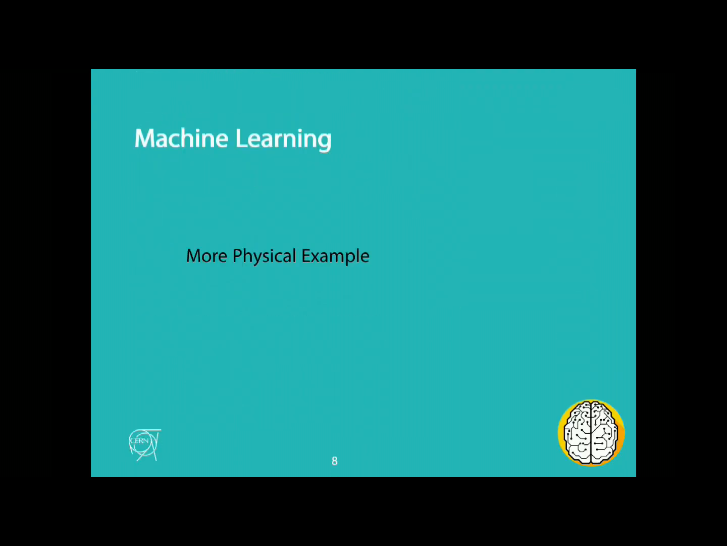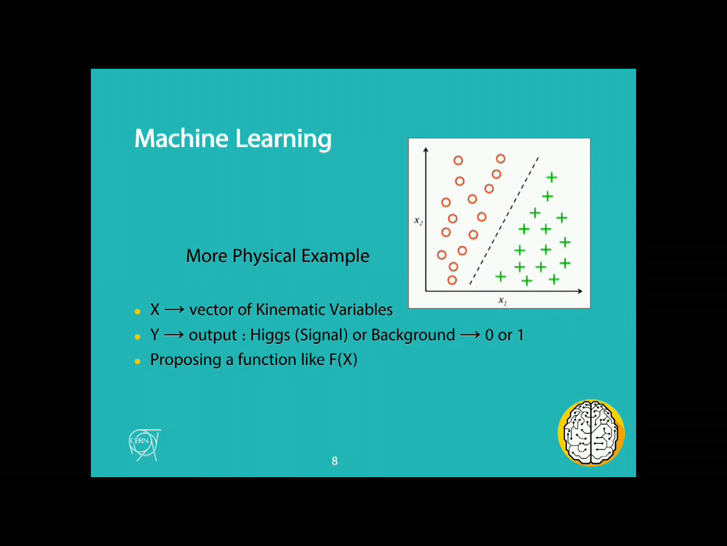But let's be more physical. In this case, the output would be background or Higgs signal. Background is the noise of our system. We have a training data set.